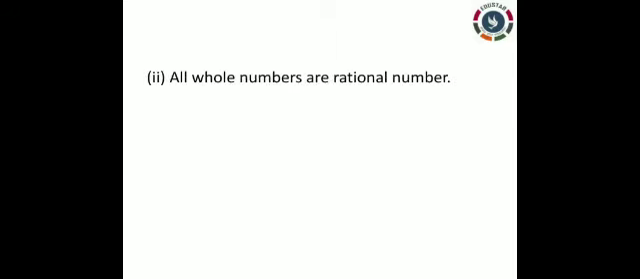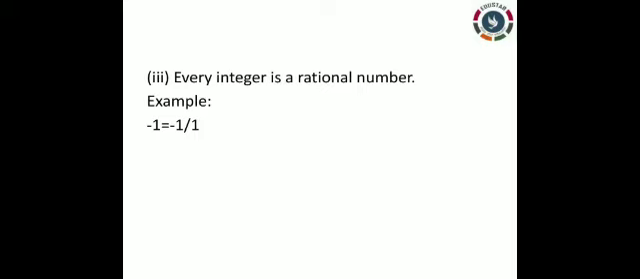The second condition: all whole numbers are rational numbers. Example: 0 can be written as 0 by 1. 45 can be written as 45 by 1. Every integer is a rational number. Example: minus 1 is equal to minus 1 by 1. Minus 16 is equal to minus 16 by 1.